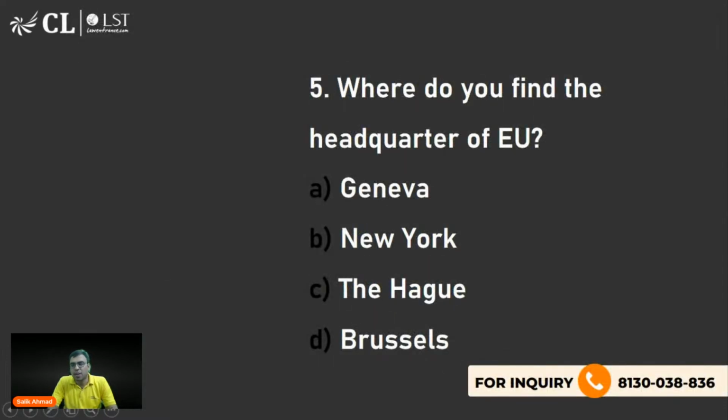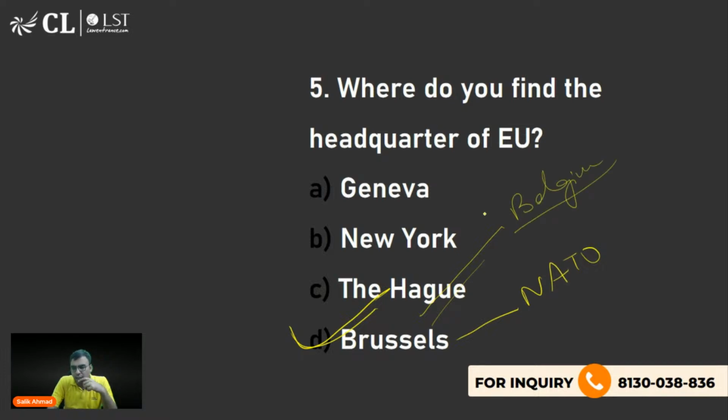Now the next question is, where do we find the headquarters of European Union? Yes, Ayush, Nasha, Shruti. Yes, very good. The headquarters of European Union is in Brussels. Brussels is actually the capital of which country? Yes, here you will also find the headquarters of NATO. Very good, Ayush. Brussels is the capital of which country? It is the capital of Belgium. That is what you should be knowing about it.